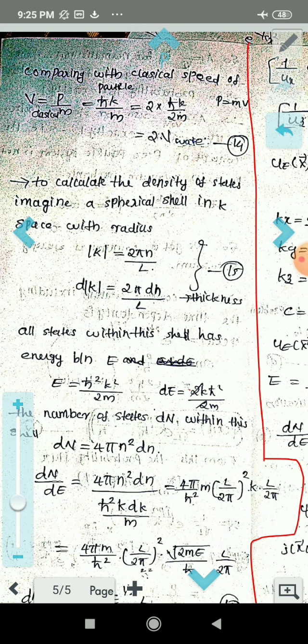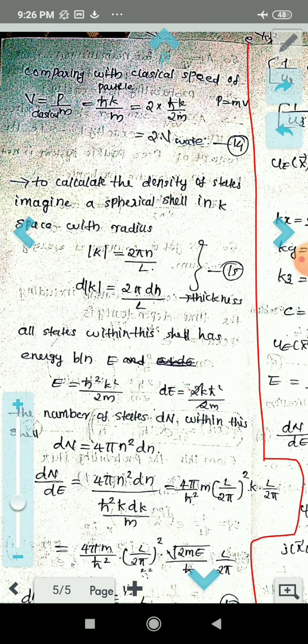Now the classical speed of the particle: p is equal to mv, that is v is equal to p by m, that is h cut k divided by m. So p is equal to h cut k divided by m, and we got v classical, that is 2 times h cut k by 2m, which means that actually the particle has 2 times more speed than the wave itself. Okay, so that's a problem here.